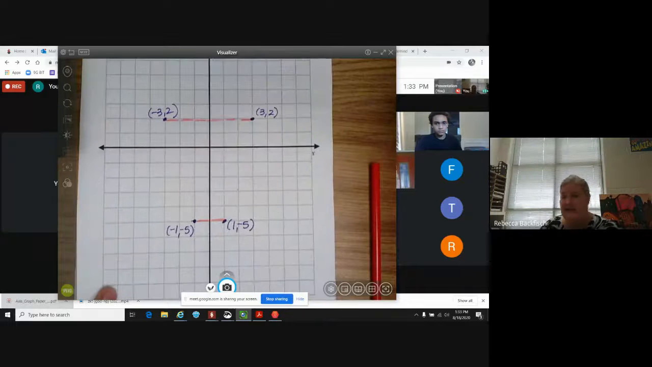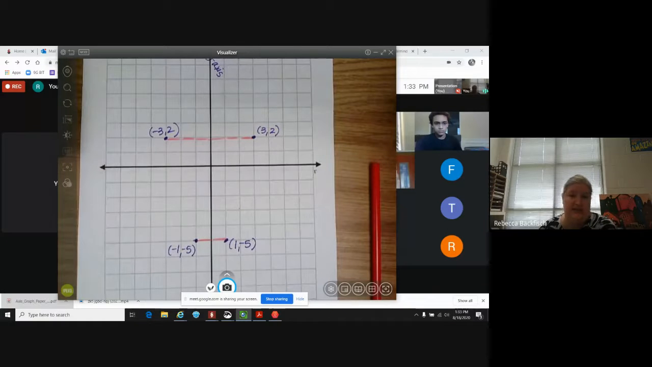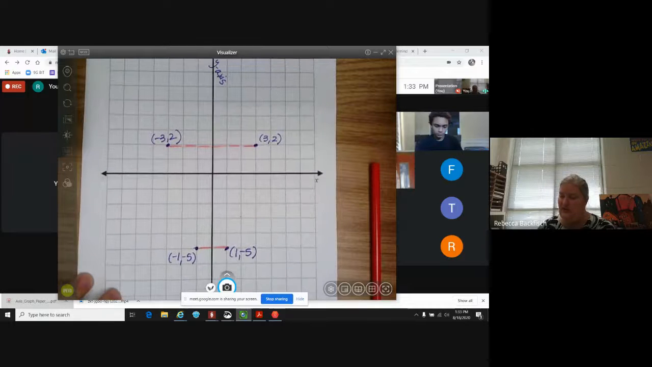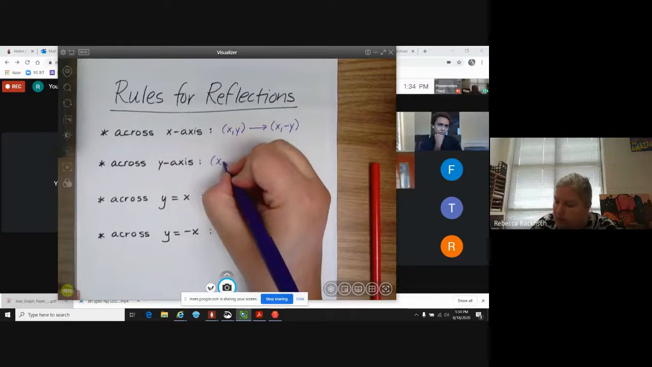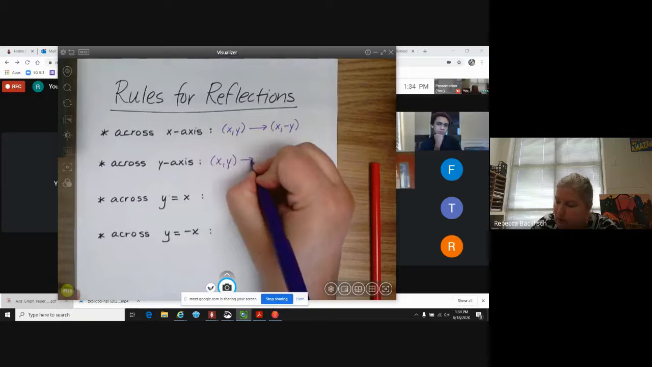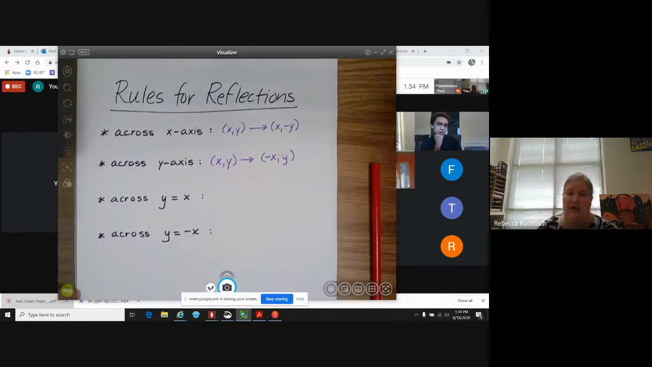So again, the height did not change because we're going across a vertical line. The only thing that changed was the x, and specifically, it's the sign of x that changes. Okay? So the only thing that changes is the sign of my x value. I can write that as a rule by saying whatever your original point is, the new point is going to be the same thing, but with a different sign on the x. And that's what that means.